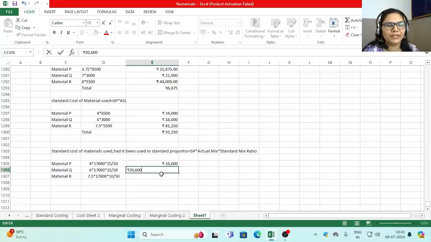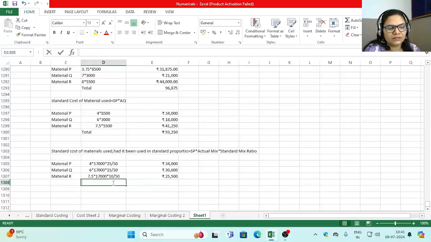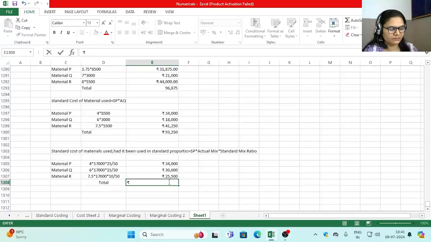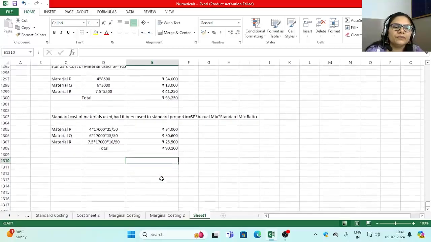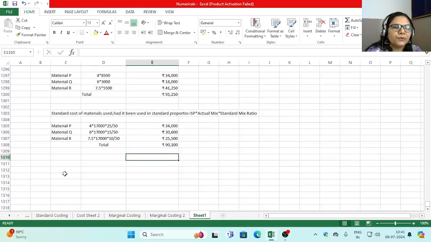$30,600 for material Q. For material R, it will be 25,500. Next is total. Total will be 90,100. Now we got SP into RAQ.